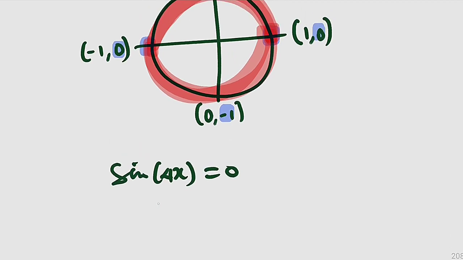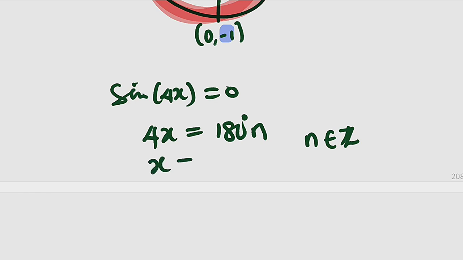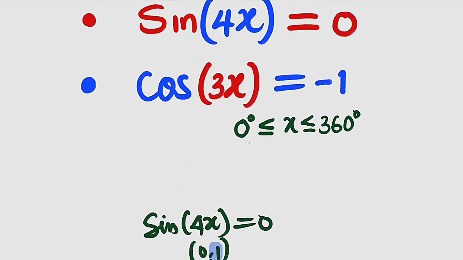So we have sine of 4x equal to 0. It implies that according to our unit circle, 4x is equal to 180 degrees times n, for which n is an integer. So to find x, we can divide both sides by 4, and hence x is equal to 180 divided by 4 times n. And 180 divided by 4 is equal to 45, and hence x is equal to 45 degrees times n. All right, remember the condition given to us. We're asked to find the solution from 0 to 360 degrees. So we are all looking for positive values of x.